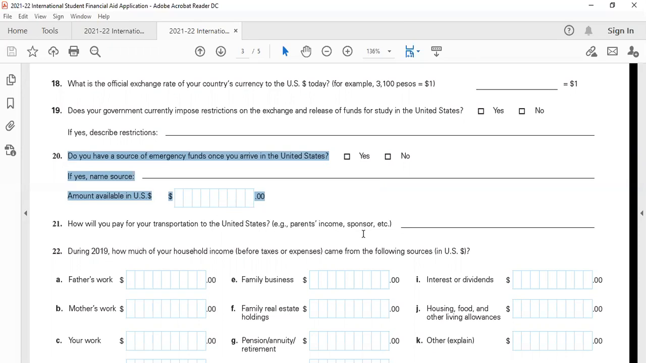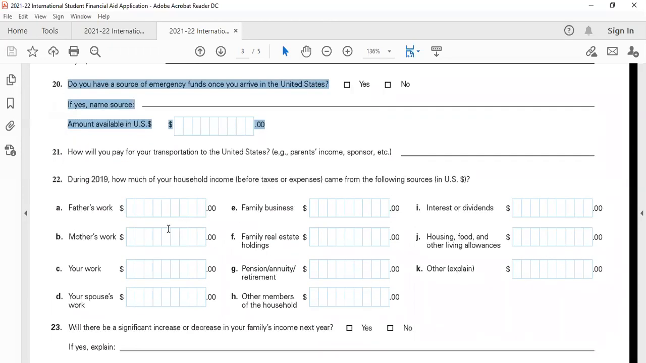How will you pay for your transportation? So again, you can mention your parents' income, your parents' savings over here. Okay, question number 22 is where they try to understand what the different sources of income are for your family, for your parents.